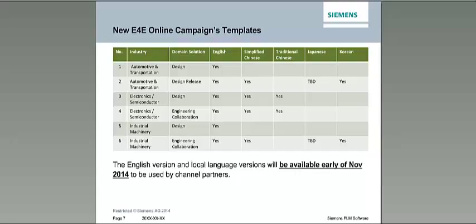So in total we have 6 different industry campaigns with the main solutions available in different languages, as you see in this overview. All 6 campaigns are available in English, and a localization in simplified Chinese, traditional Chinese, Japanese and Korean is available by early November for these campaigns. So that means that every channel partner can just choose one of these campaigns and they are ready to use, ready to run for a partner.